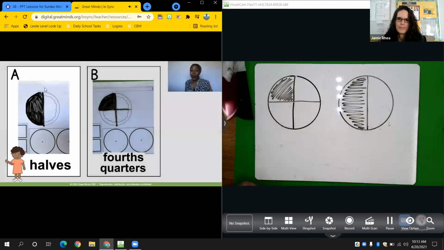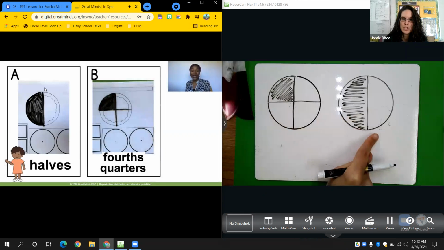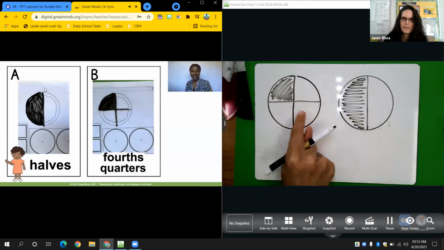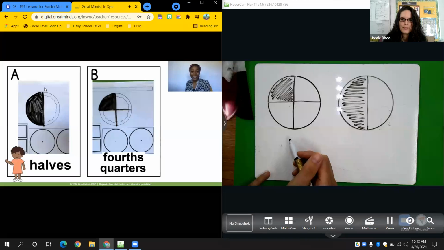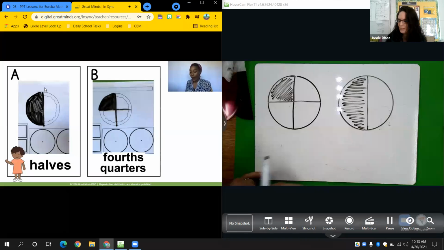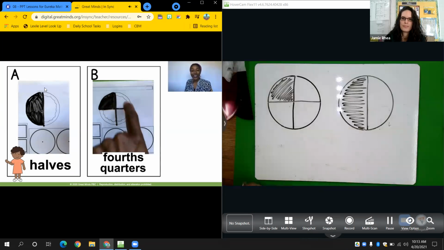Now look at the whole pizza. Who has a larger number of slices? Who has more slices? Point to it now. We have 4 slices, so we have more. Partner B has more slices. Partner A has 2 slices, and partner B has 1, 2, 3, 4.